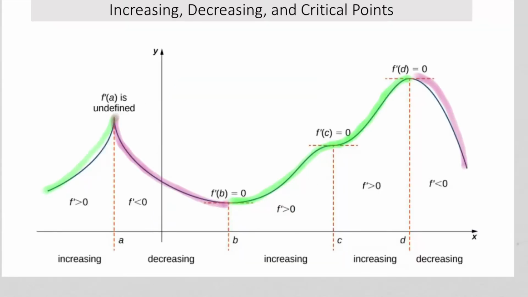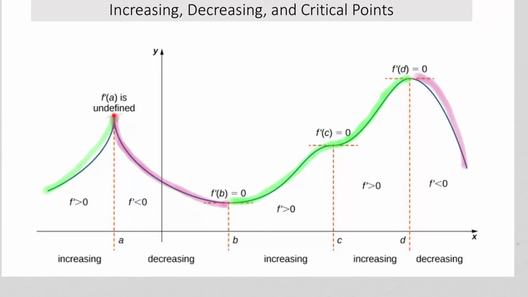Now in this graph, we've got several different things going on. So I've color-coded it according to green being increasing and pink being decreasing. So here we have a critical value where f prime of a is undefined, so we could have a vertical tangent line here. Here we've got a critical point where we've got a horizontal tangent line. Same here, horizontal tangent line. Same here, horizontal tangent line.